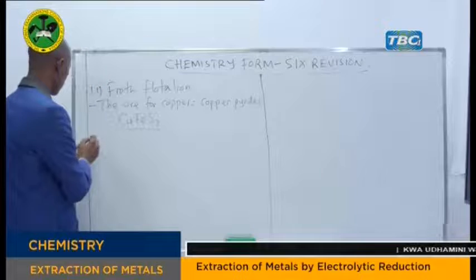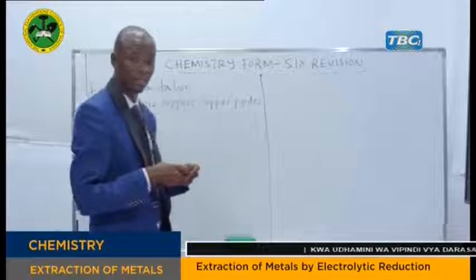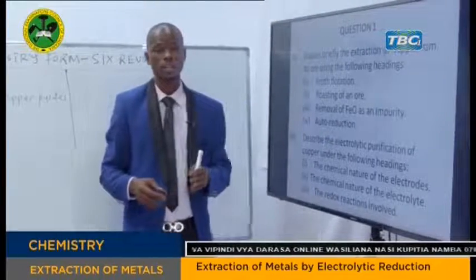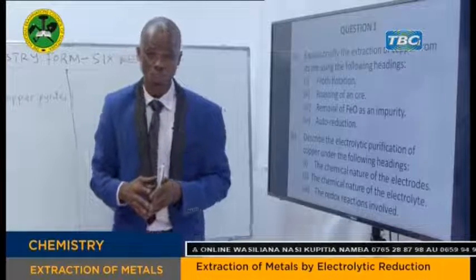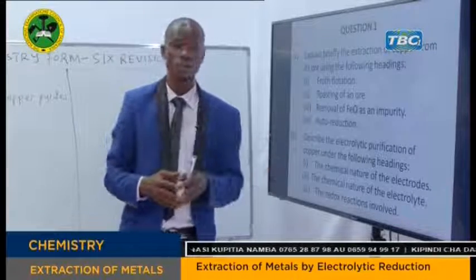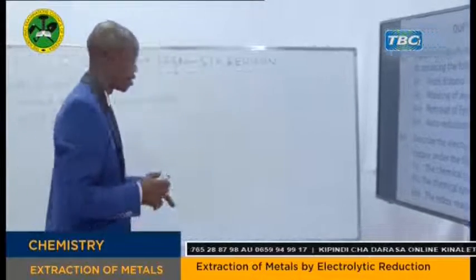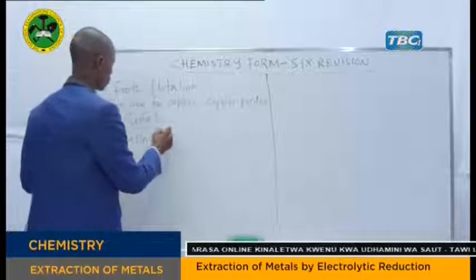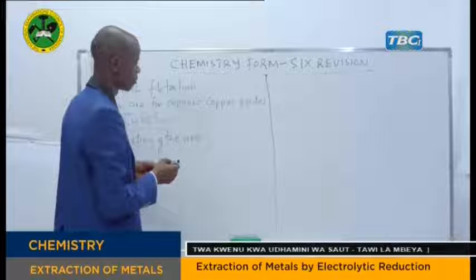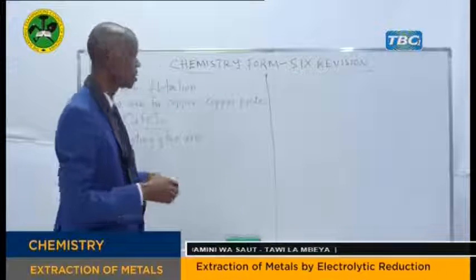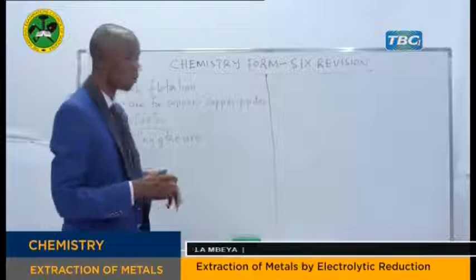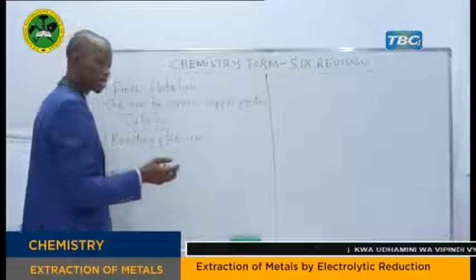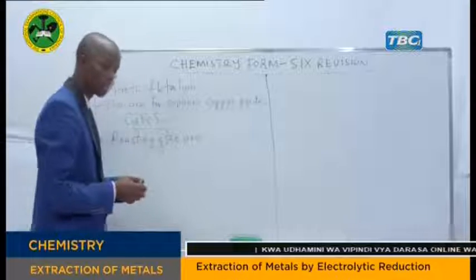After this process, we go to the next step. The next step, my dear students, is roasting of an ore. Remember, I'm just guiding you on how to solve this problem. This step, roasting of an ore, can be done in the following way. Number 1, what you do here is just the heating of the ore in a limited supply of air. So the following chemical equations can help you understand this particular step.